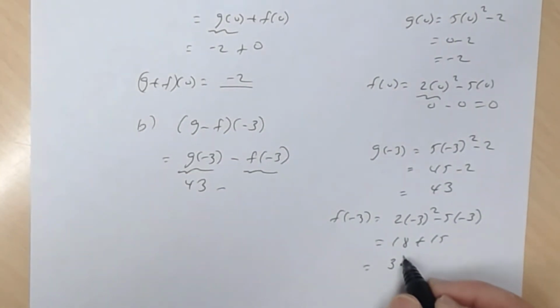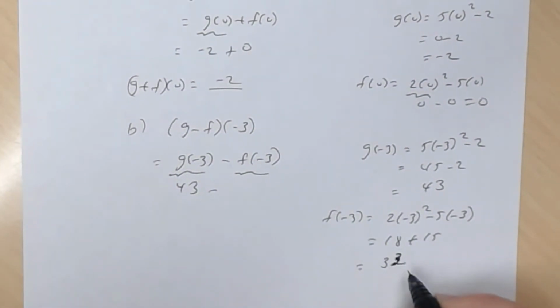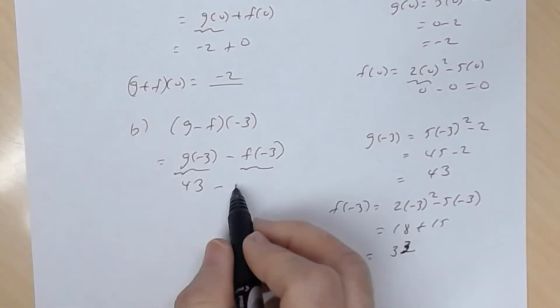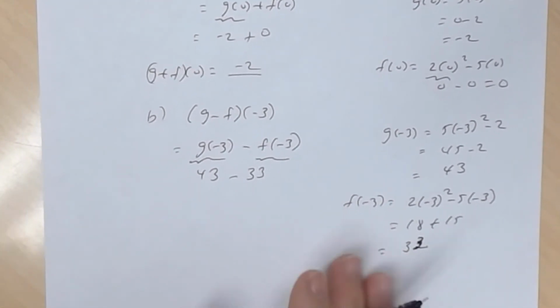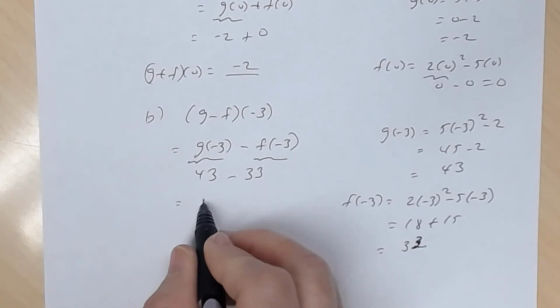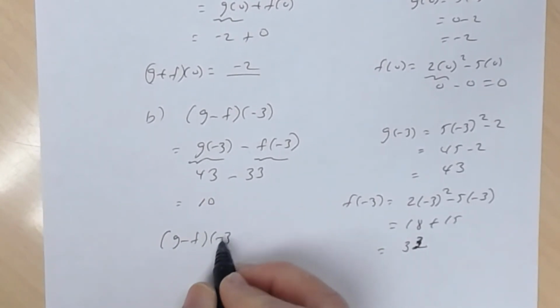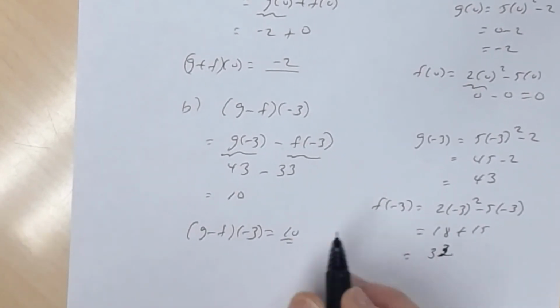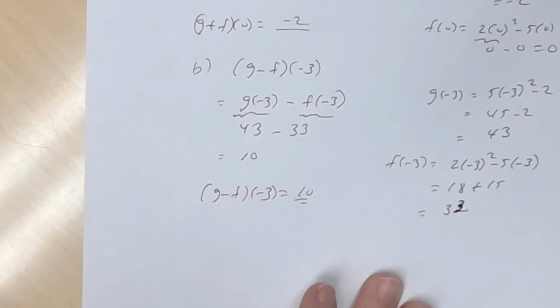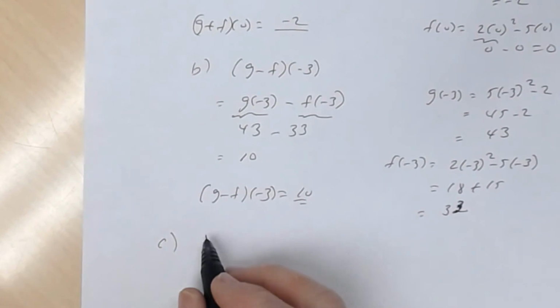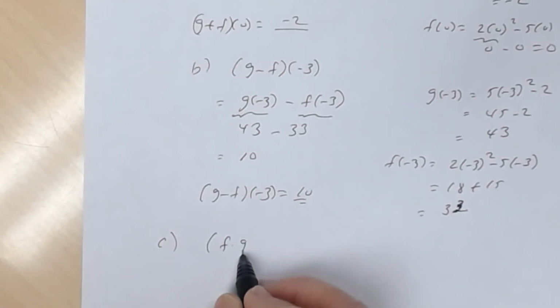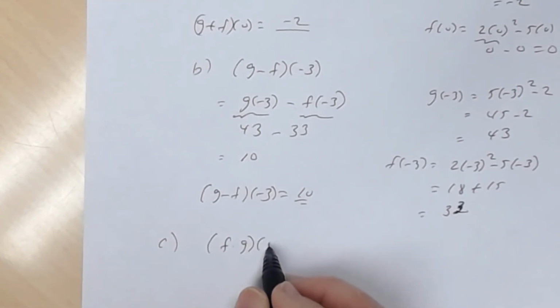Sorry, 33, excuse me. 33. So that's going to be 43 minus 33, which gives me 10. So g minus f at negative 3 is 10. Okay? C. Suppose I want to find f times g at, let's say, 4.